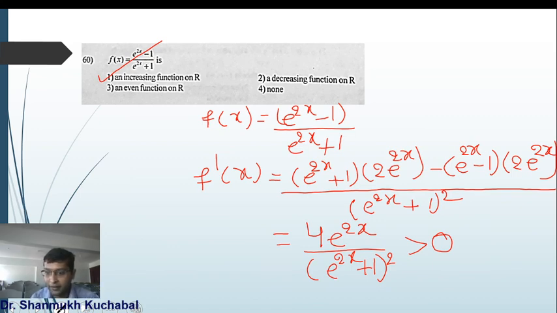So today we have discussed increasing and decreasing functions, and tomorrow we'll do the continued part. So till now we are doing only the application of differentiation. Yes, so this is the continued part, we'll do it in the next session.